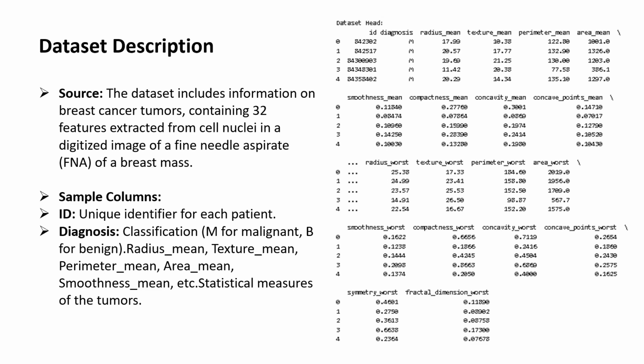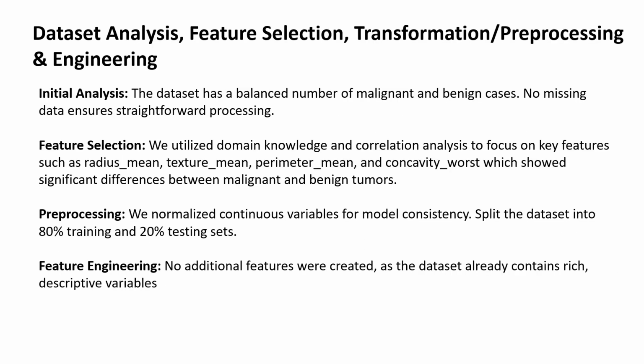Now moving on to the next slide, dataset and descriptions. We used a dataset that includes information about breast cancer tumors, containing 32 features computed for the cell nuclei in digitized images of the fine needle aspiration (FNA) of the breast mass. Each tumor in the dataset is labeled either as malignant or benign, with features including properties such as radius, texture, and smoothness of a tumor.